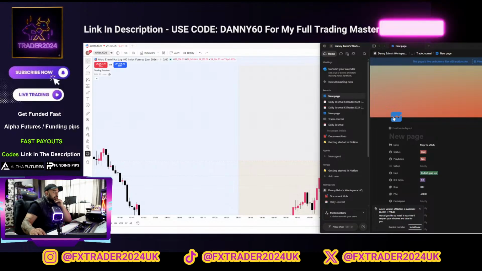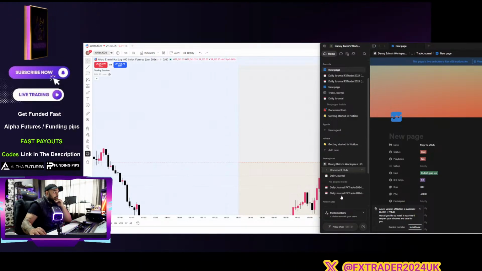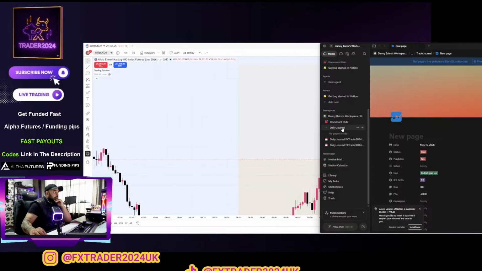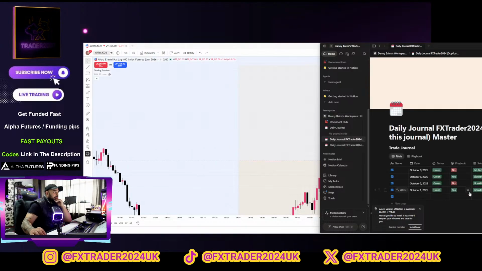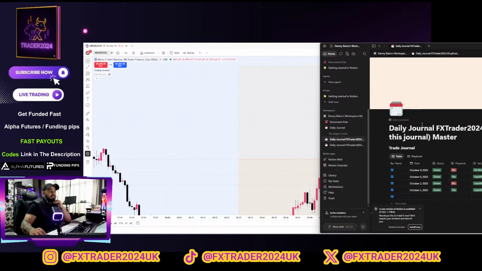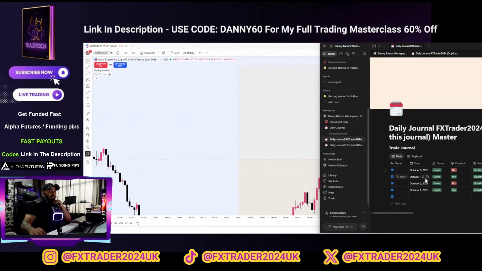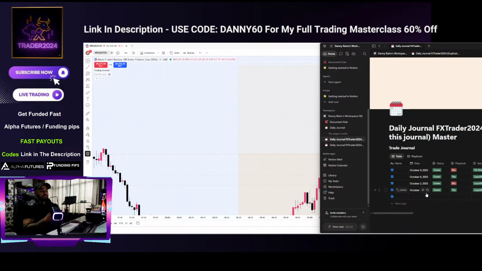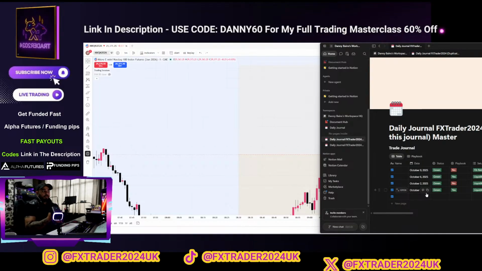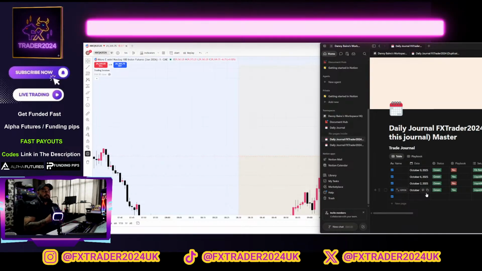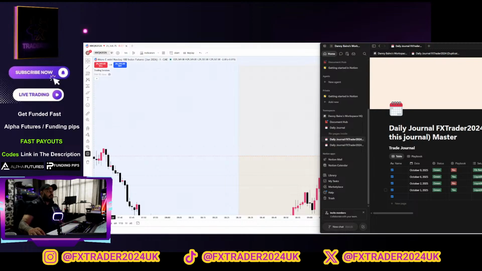Let me just load it up again, and when you get it, the trading journal will look like this. As you can see, this part of the journal I've not used since October 2025, because it got to a stage where I needed to stop journaling my trades because I started understanding what's going on.